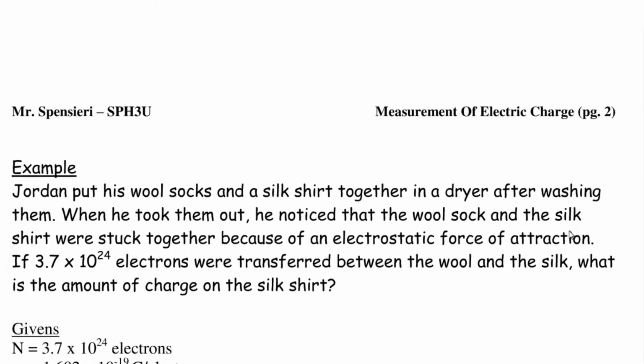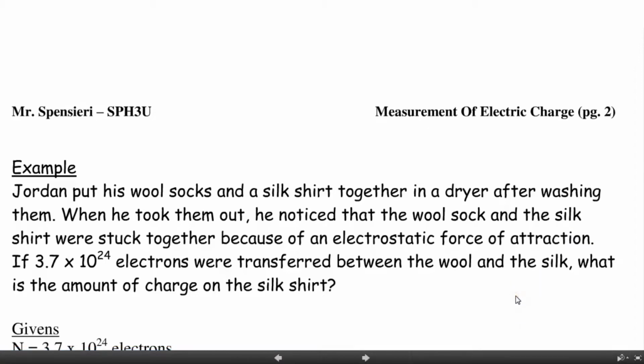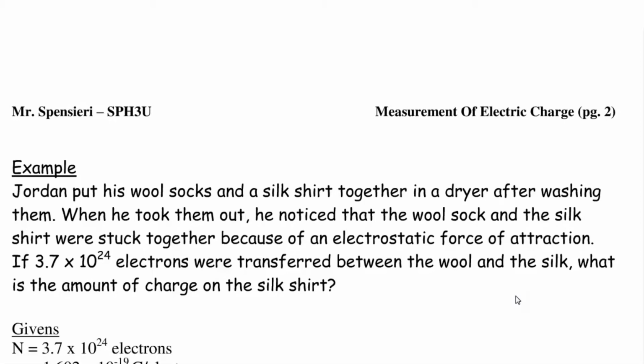Let's use an example to further clarify how this equation can help us. Jordan put his wool socks and a silk shirt together in a dryer after washing them. When he took them out, he noticed that the wool sock and the silk shirt were stuck together because of an electrostatic force of attraction. If 3.7 times 10 to the 4 electrons were transferred between the wool and the silk, what is the amount of charge on the silk shirt?